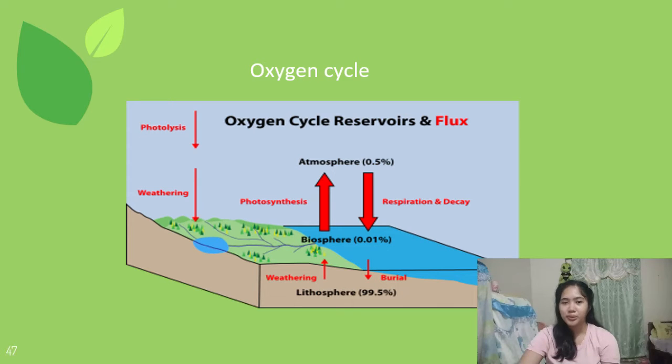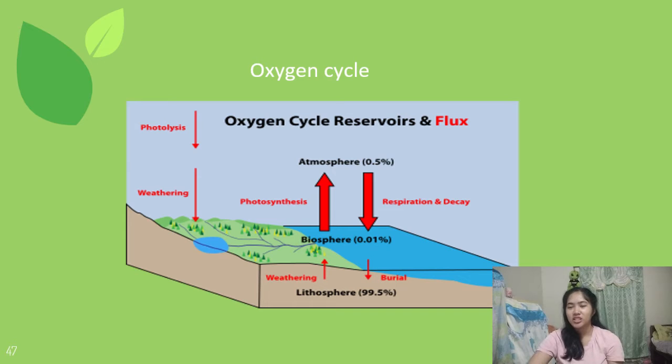Oxygen is used by humans and other living organisms in breathing, decomposition, combustion, and rusting. And oxygen is also produced by plants and by sunlight through photolysis, which is the destruction of water molecules in the atmosphere through the energy of sunlight.